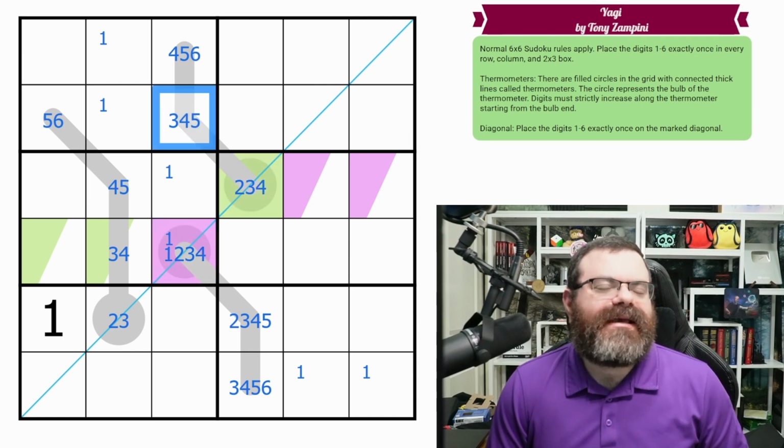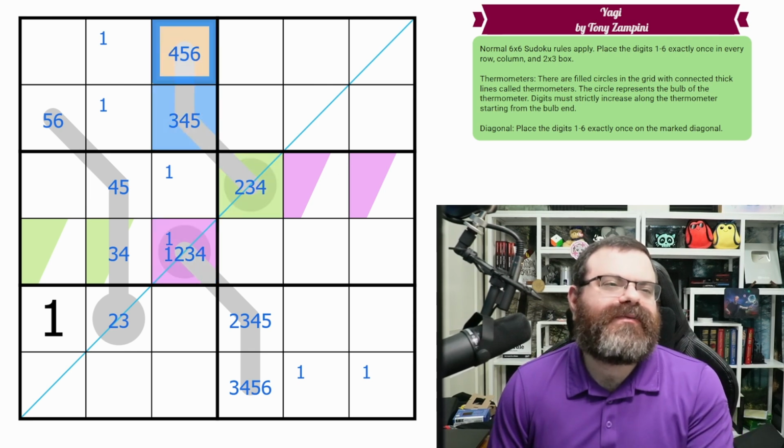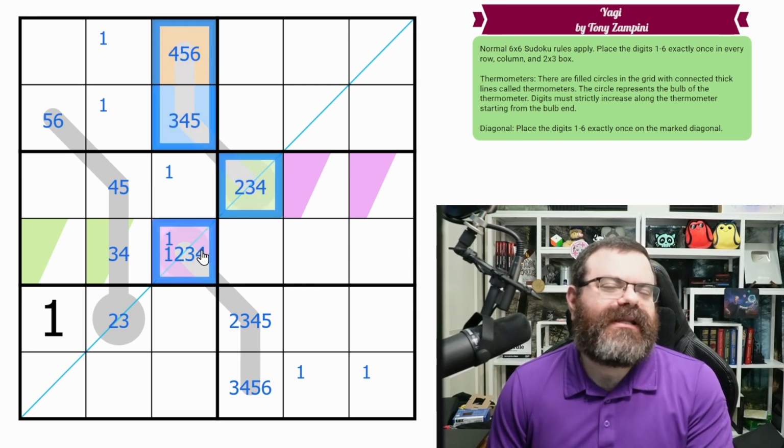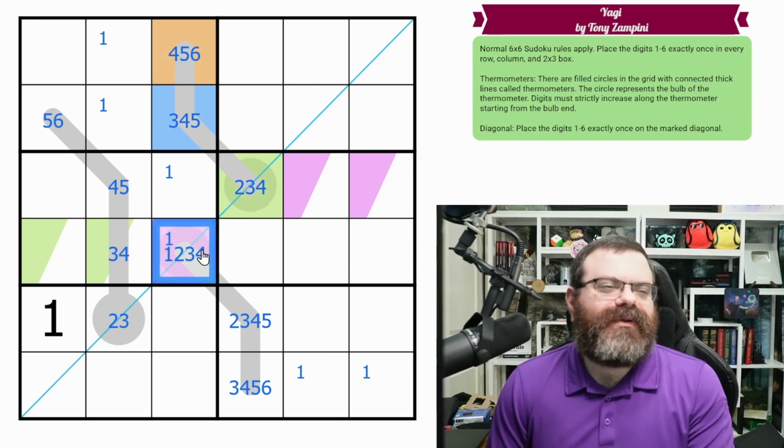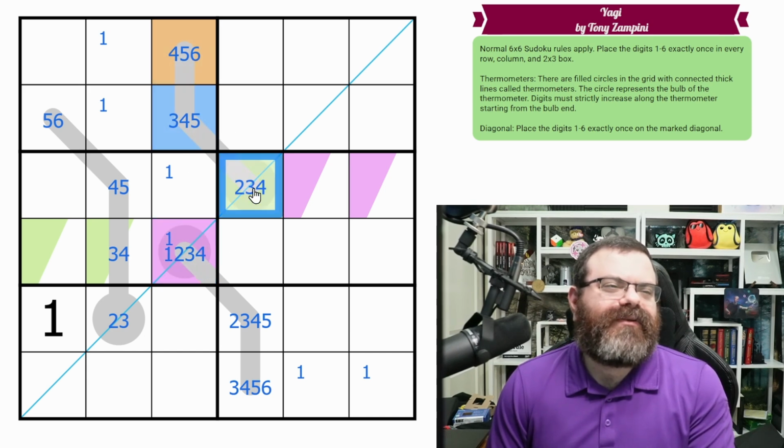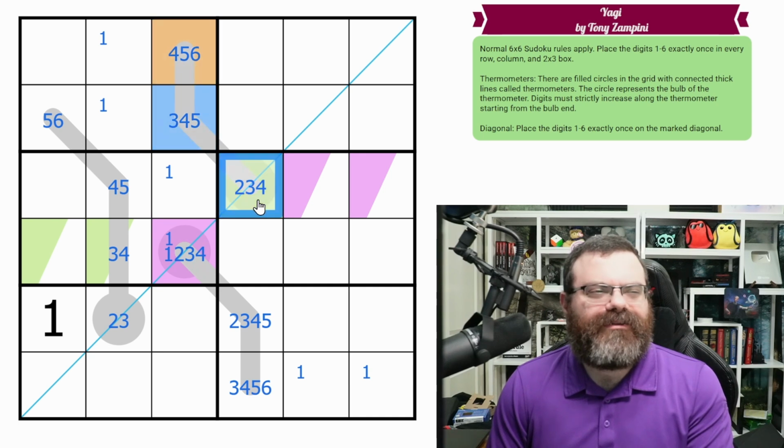I guess one thing to say is I could color these. I could make this blue and this orange, just random colors, because we know all 3 of these are different digits. It's kind of interesting, isn't it? This purple sees all three of these through the diagonal and then through the column. The green sees them all because you can't repeat digits on thermo. They have to keep increasing.